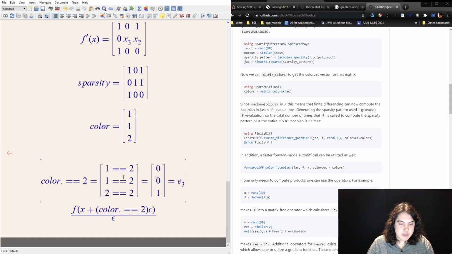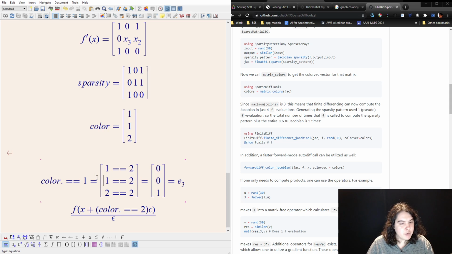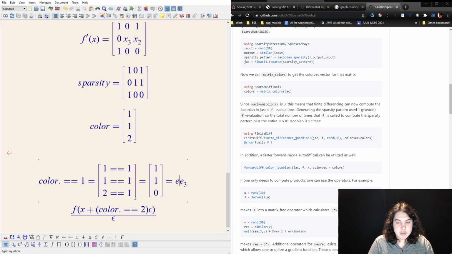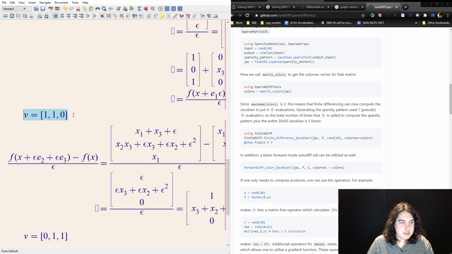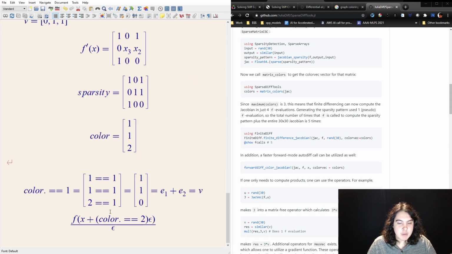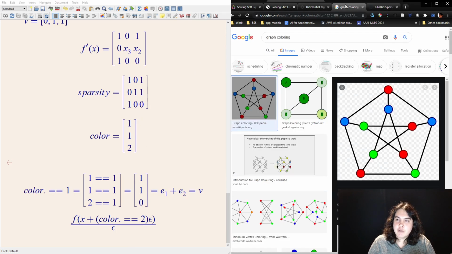And then you can see that when we do color .== 1, we get 1, 1, 0, which is E1 plus E2. This is that v that we defined up here. This is that special vector that we found, that if you perturb in that direction, then you get both derivatives at the same time. So what you could do is you can do this matrix coloring problem.